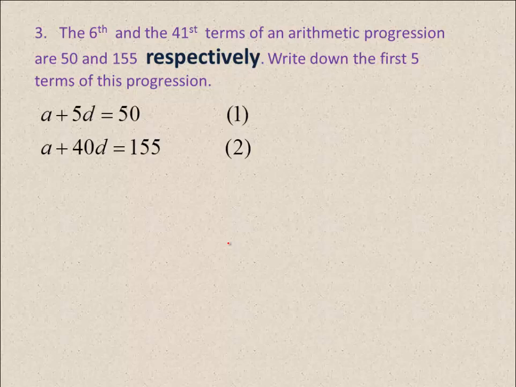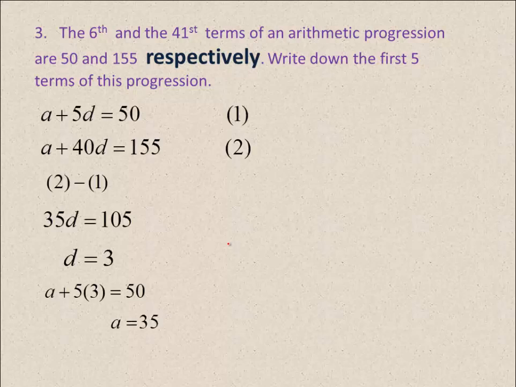Number 3. Now look at this question. It says, write down the first 5 terms of the progression. The first term is equal to 35. The common difference is 3, so you keep adding 3 as you go. This is also a potential question.